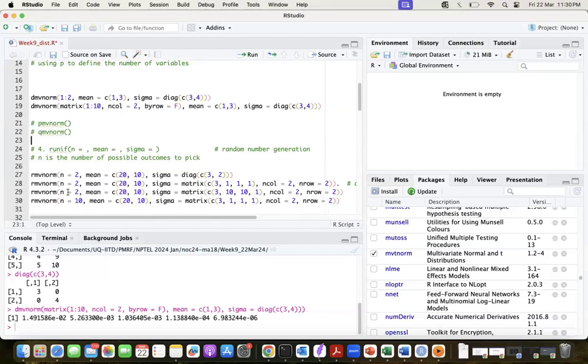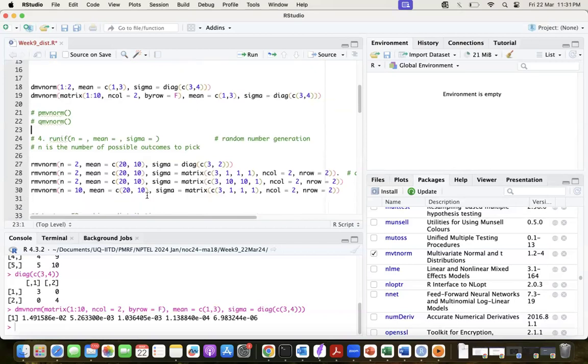Okay. And then likewise, you can also do random number generation. So again, how many random variables you want to generate? That's n. What is the mean? If you have two values given here, then it's indirectly going to tell the computer that you're looking for a bivariate distribution. And again, your sigma needs to be a 2 by 2 matrix in that case. Instead, if you would have given three values here, then sigma should be a 3 by 3 matrix.